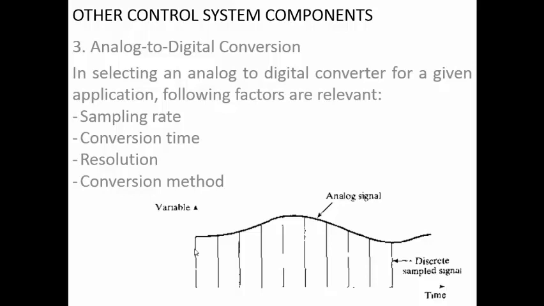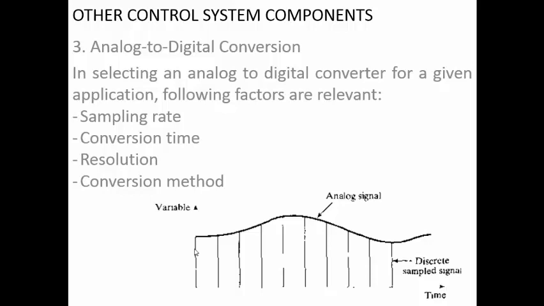If you want to increase the resolution, that is, if you want to reduce the width of that particular level, then you have to increase the number of bits for that particular information. If you have to go for 16-bit, you can go for 32-bit, you can go for 64-bit. But as the number of bits increases, the information to be processed also is going to increase. The sampling time is also going to increase. Next one is the conversion method.